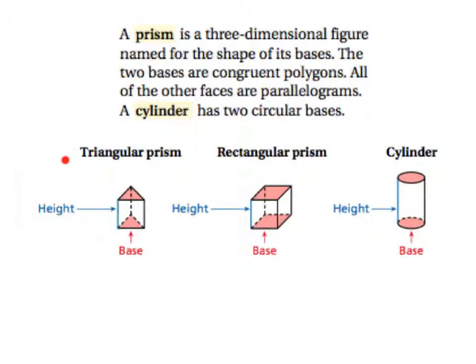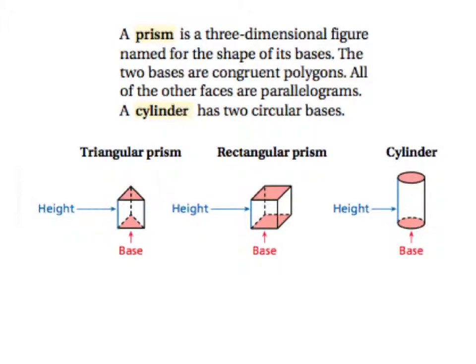So this is the main thing you need to know. A triangular prism is a prism, a 3D figure that has triangles. A rectangular prism is a prism that has rectangles as its base. So you guys need to know the difference of these two. Now another thing that you need to know is that these bottom triangles are called the base, and these bottom rectangles are also the base.